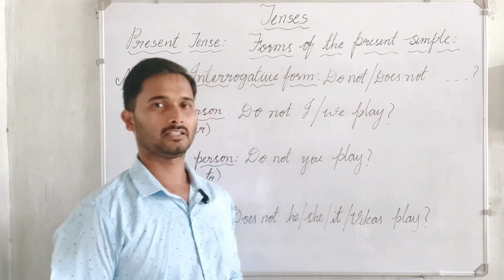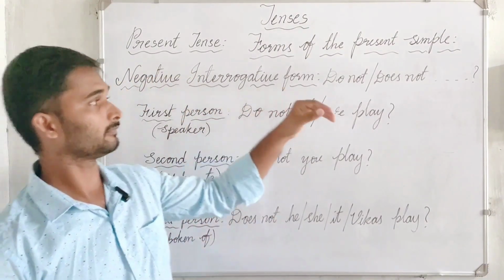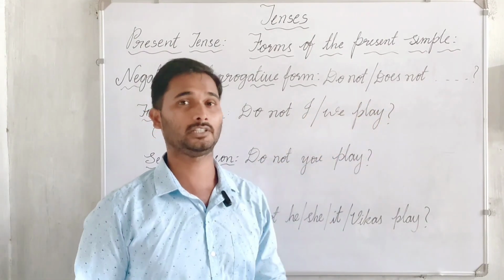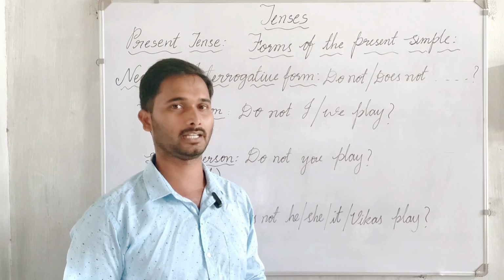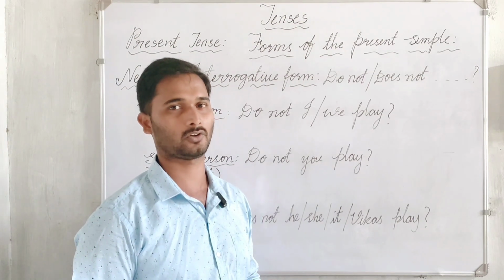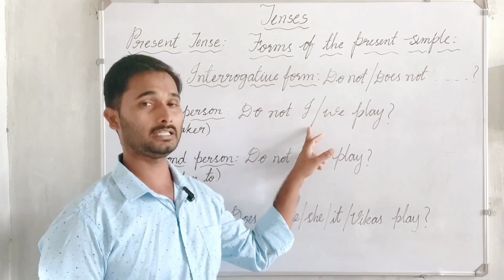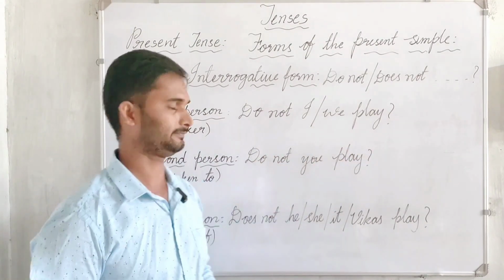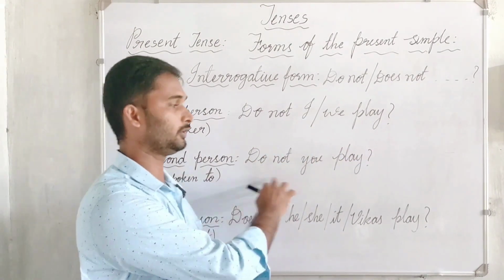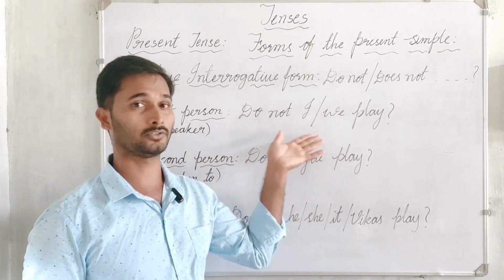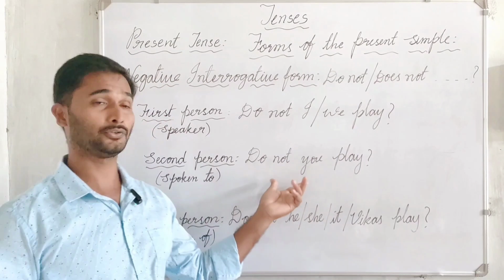Present indefinite negative interrogative form. The formula is do not or does not, plus subject plus first form of the verb plus object and an interrogative mark, the question mark. Some examples: first person, do not I or we play. Second person, do not you play. The short forms you also can take: don't I play or don't we play. The second person, don't you play.